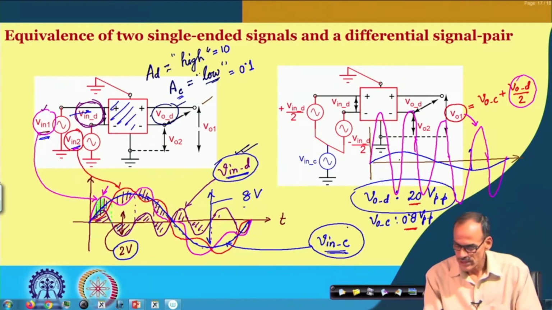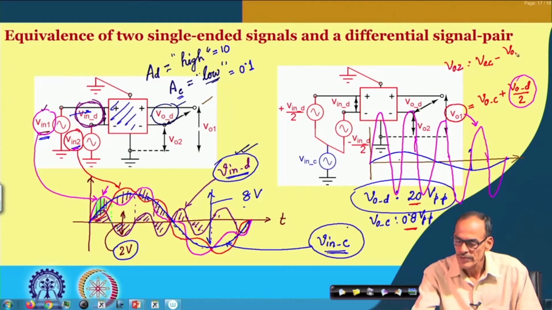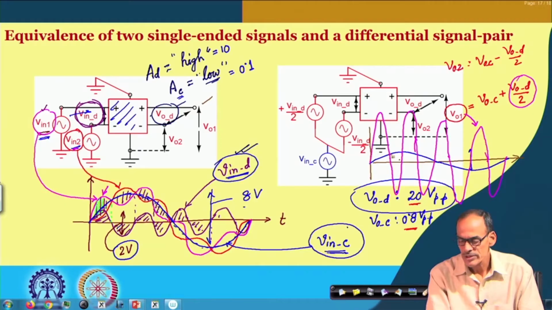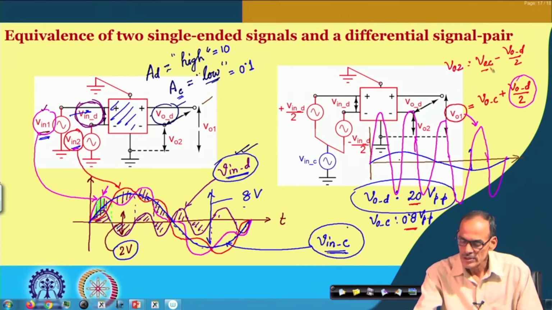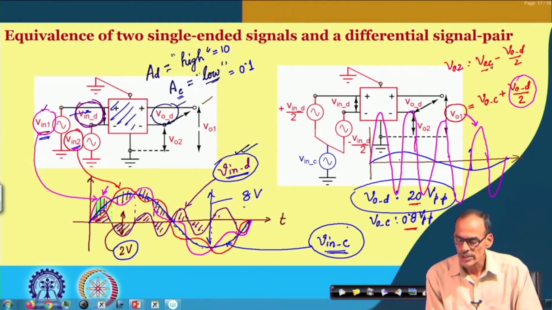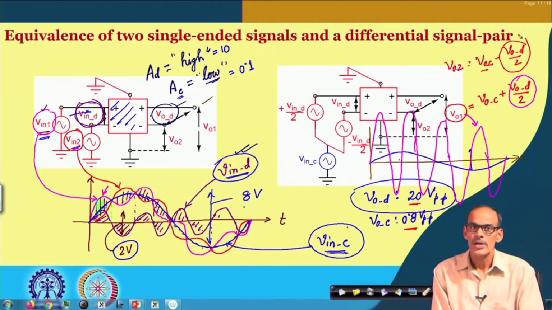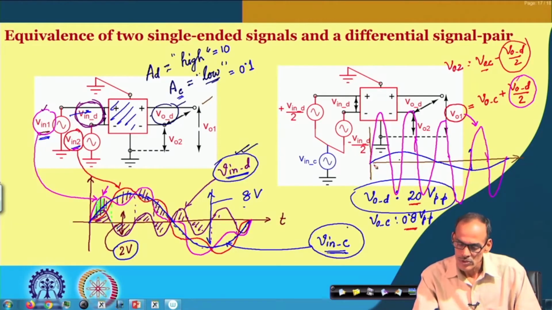On the other hand, if I consider the red part, which is VO2, which is VOC minus VOD by 2, it also has this blue part, but its peak to peak value is only 0.8 volt, and it also has half of the differential part, which is 10 volt peak to peak. So, that signal comes like this. Right.